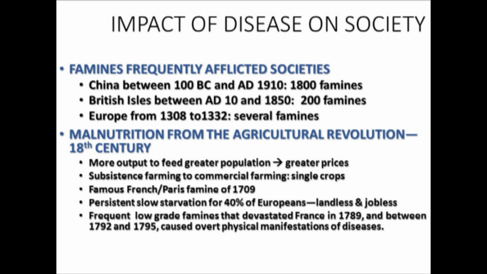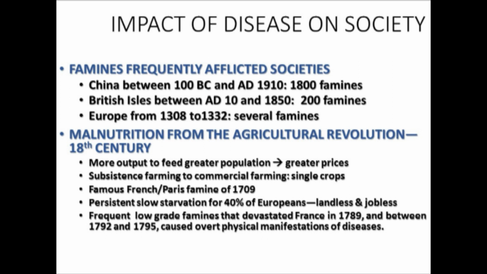We also have malnutrition resulting in the 18th century from the agricultural revolution. More output was required from agricultural facilities and farms and so forth to feed greater population. Therefore, greater prices were coming up, and we saw a shift from subsistent small farms to large commercial farms focused on single crops. Certainly, the famous French Paris famine of 1709 illustrates this 18th century phenomenon.